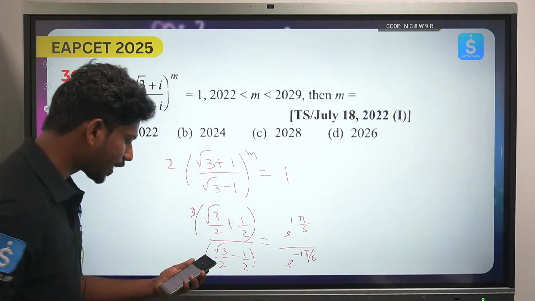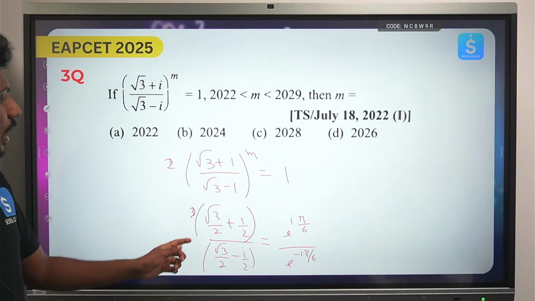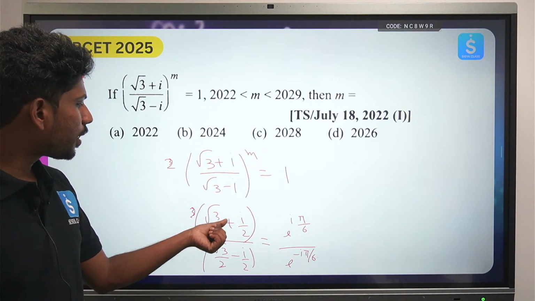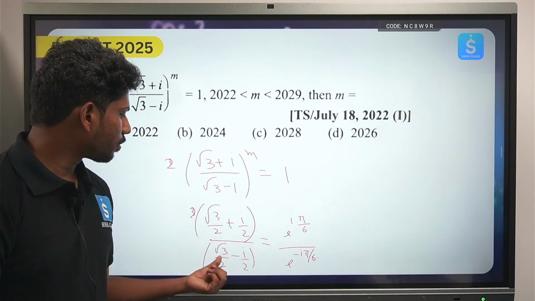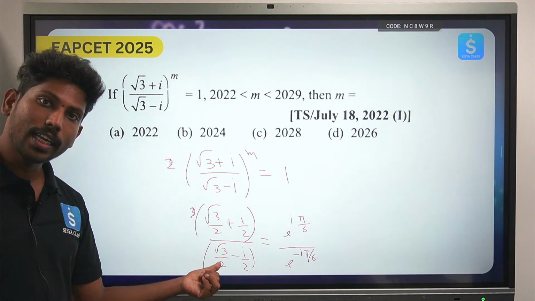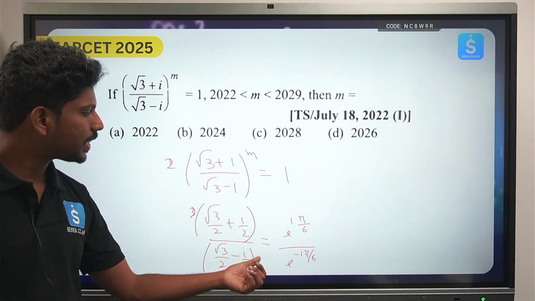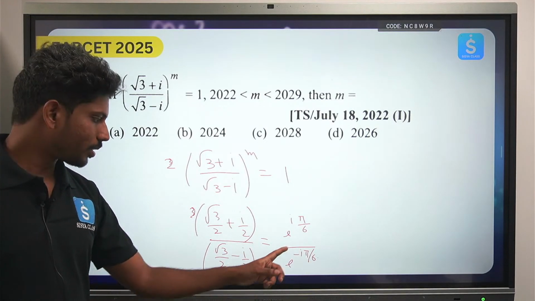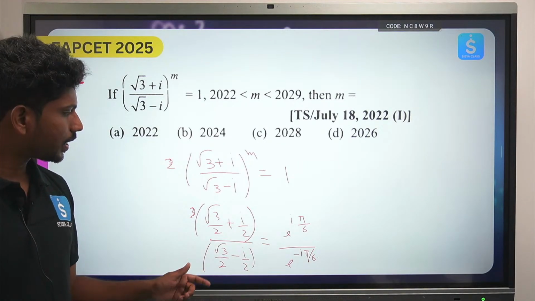Is it getting matched, right? cos 30 is nothing but root 3 by 2, sin 30 is nothing but 1 by 2. Cos minus 30 is again root 3 by 2, sin minus 30 is nothing but minus 1 by 2. So from there this came. I hope you are all getting this very clear.